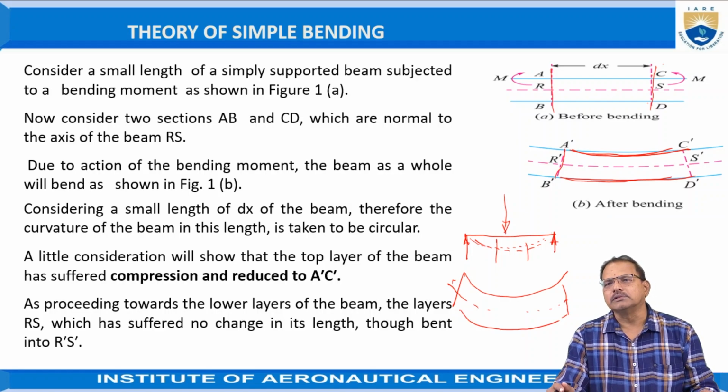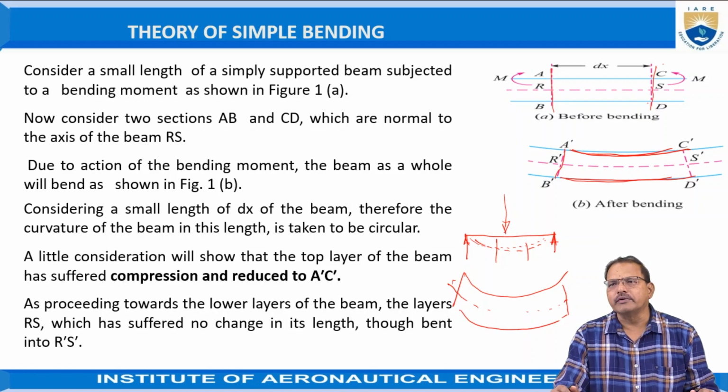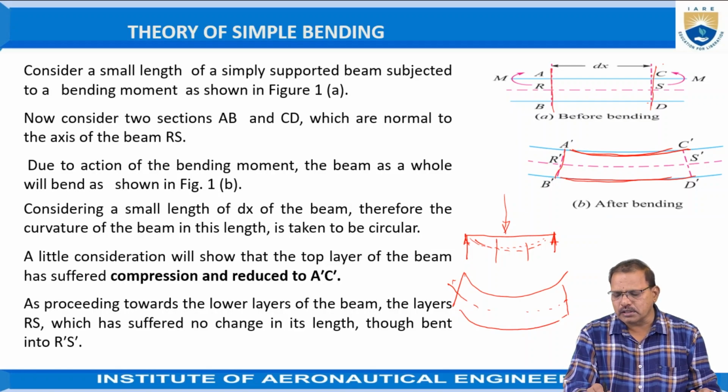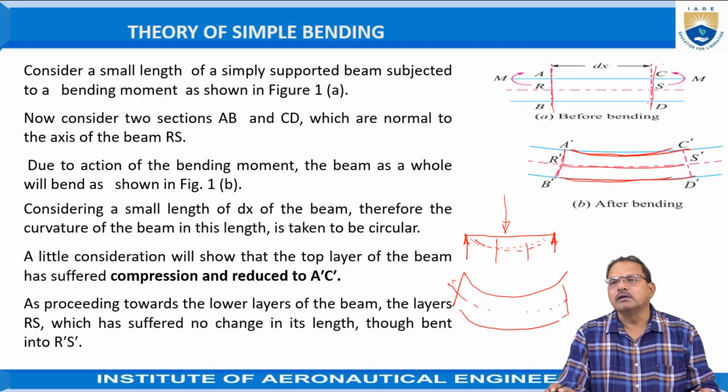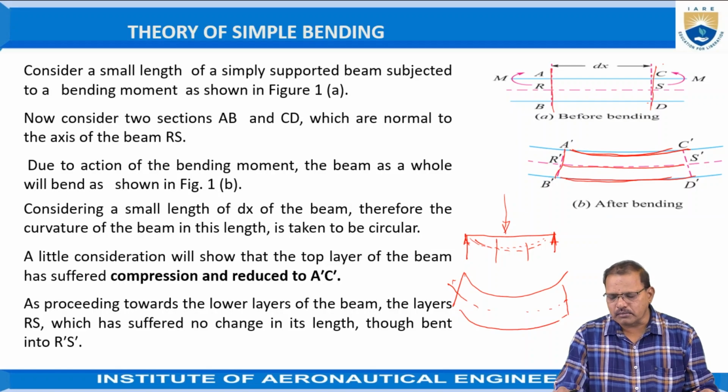When moving from top to bottom in the downward direction, the curvature is there. At some point, here RS, the length of the beam remains constant. In other words, RS is equal to R dash S dash. And moving further toward the bottom of the beam, the length of the beam increases to B dash D dash. That is, originally it is having BD and it increased to B dash D dash.